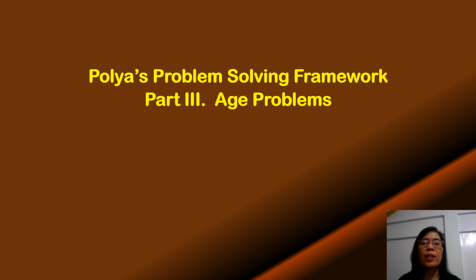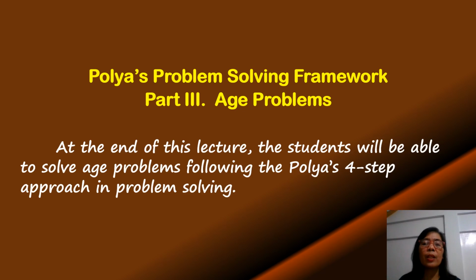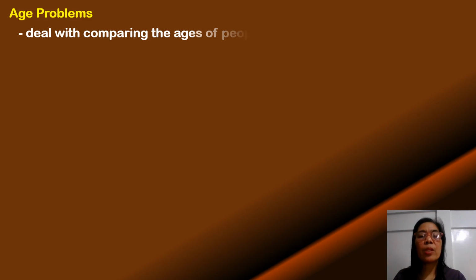Hi everyone, this is the third part of my discussions on Polya's problem-solving framework, and my illustration will focus on age problems. At the end of this lecture, you are expected to be able to solve age problems following Polya's four-step approach in problem solving. Age problems deal with comparing the ages of people at a particular time or period expressed in years.